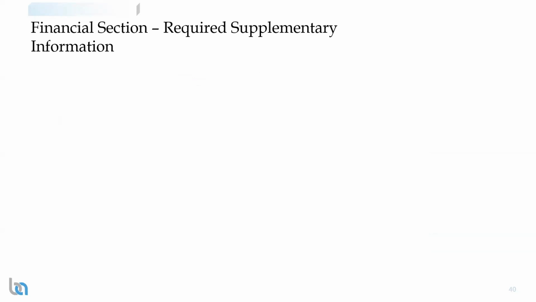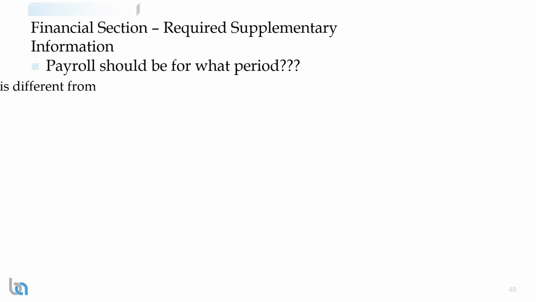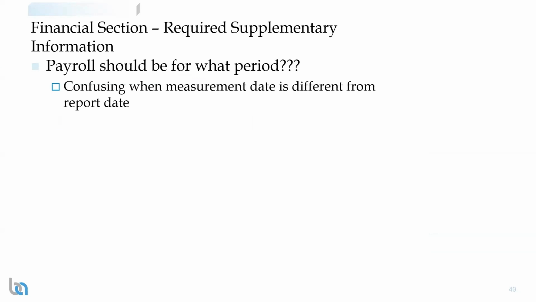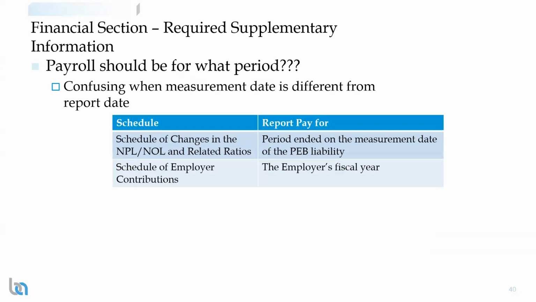These slides will be available to everybody, so you don't need to memorize this or anything like that. But the periods can also be an area where you can get confused, because you have schedules that show you the changes from one measurement date to another measurement date. So the payroll presented on that schedule should be for the measurement period between the two dates, right? Otherwise, you have other schedules like your schedule of contributions that present the contributions for the year. The payroll presented there should be for that same period.